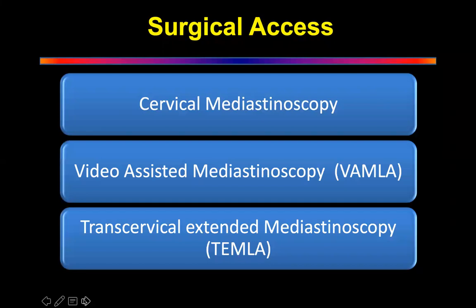We then started talking about cervical access to get extensive mediastinal lymph node dissection, including stations 5 and 6 through the cervical access. So not just right and left 2, 4, 10, and 7, but also 5 and 6. And that is called transcervical extended mediastinoscopy.